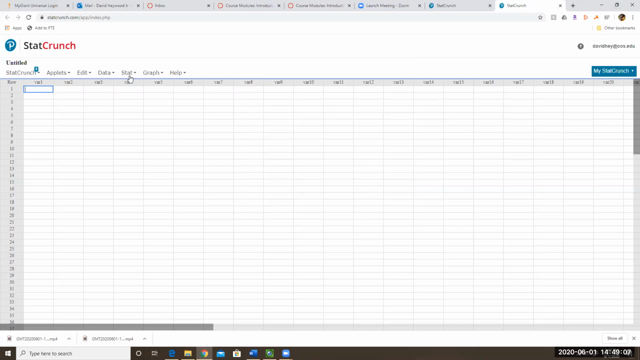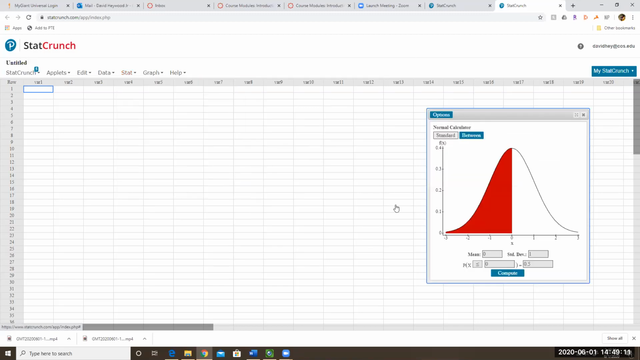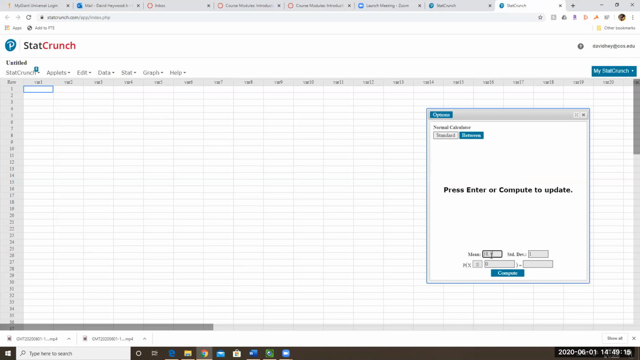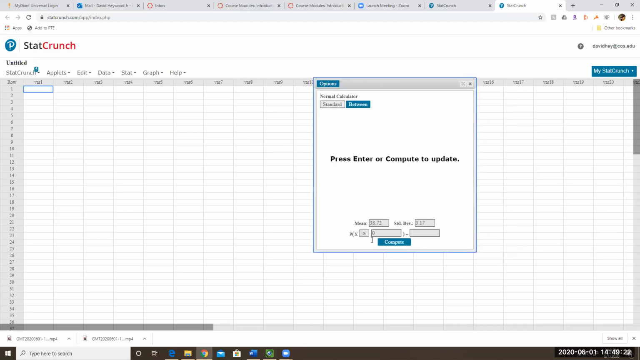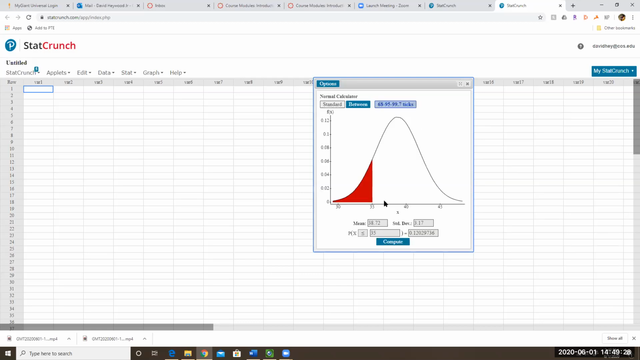I'm going to start over and go stat, calculators, normal. The mean is 38.72. The standard deviation is 3.17. And then we want the probability that X is less than 35. So you hit compute, and there you go, right? You'll notice that it shades in exactly the probability that we're looking for.